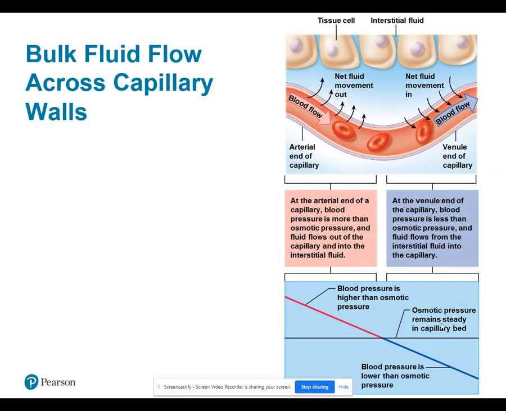So over here, we have this little chart. Up here, we have your tissue cell, your interstitial fluid between the cells. Down here, we have the capillary. So here we have the arterial end. Here we have the venule end. When it enters, again, fluid is going to move out. Here, when you get to the venule end, it's going to move in. And they give little examples over here. At the arterial end, blood pressure is more than osmotic, so fluid goes out. Here, blood pressure is less than osmotic, so fluid is going to go into the capillary.